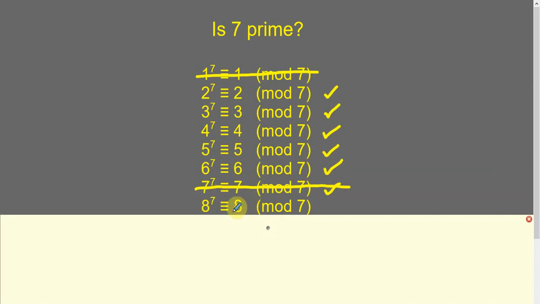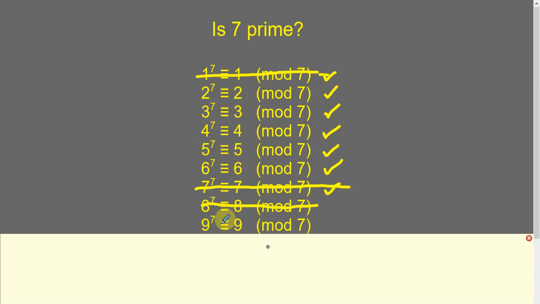And then, going forward, 8 to the 7th congruent to 8. Well, that's going to be yes also, but what I want to say here is that since 8 is just 1 mod 7, right, the remainder is 1, this is really 1 to the 7, and this is really 1, so we're just repeating this first test. So it will be a yes, as this one was, but it's kind of pointless.